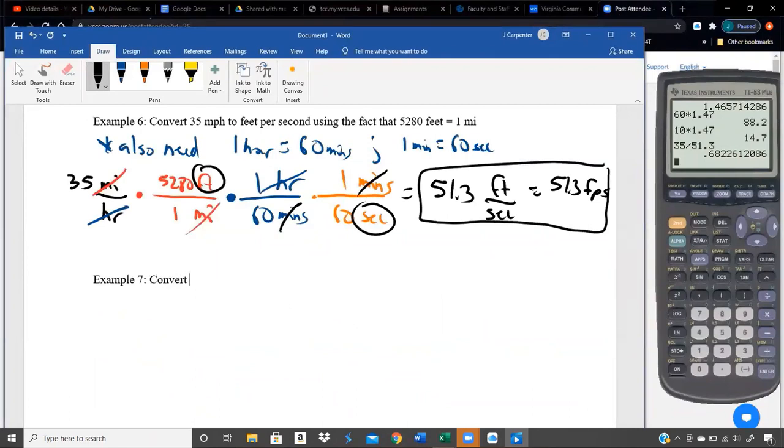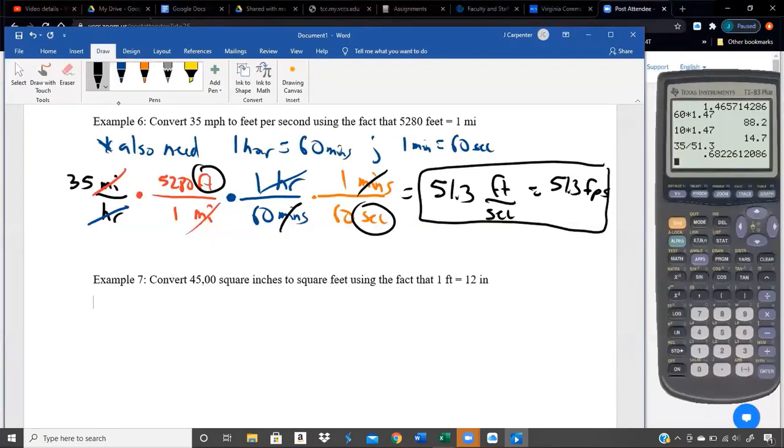Convert 45,000 square inches to square feet, using the fact that 1 foot is equal to 12 inches. I did not give you the conversion from square inches to square feet. You have to do what I talked about in the last lecture. You can either square both sides of that conversion factor, which tells you that 1 square foot is 144 square inches, or you just multiply by that conversion factor twice. I find most people do the second thing, so that's how I'm going to do it.